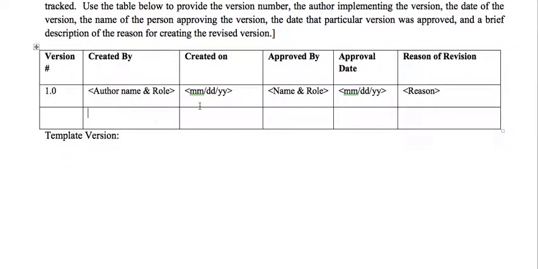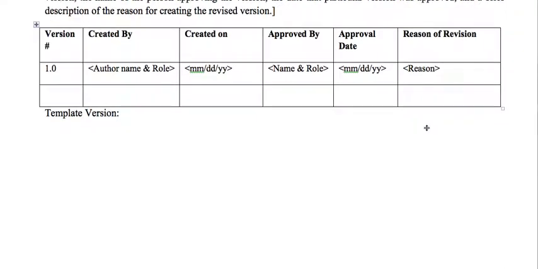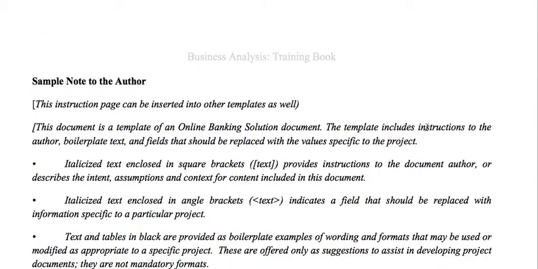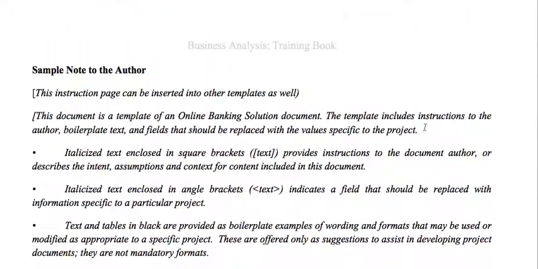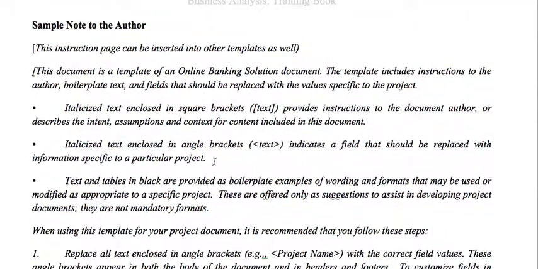Okay, the created on, approved by, name and role, approval date, and the reason for revision. So this reason for revision will tell you why a particular document has gone through a change. Now the next page gives you a note to the author, or instruction on how you need to complete this document.